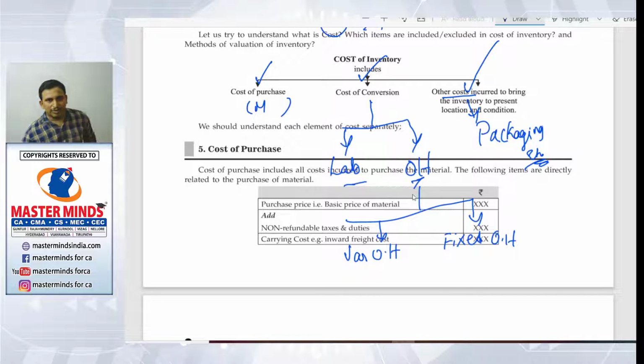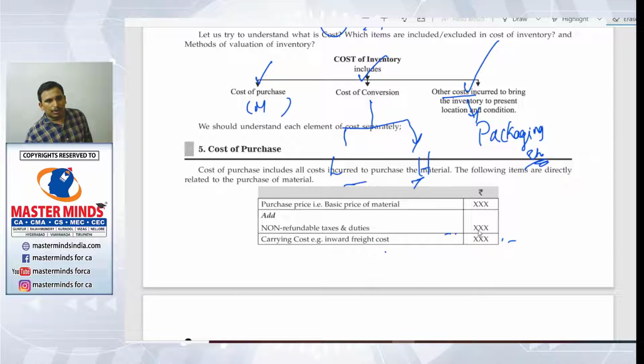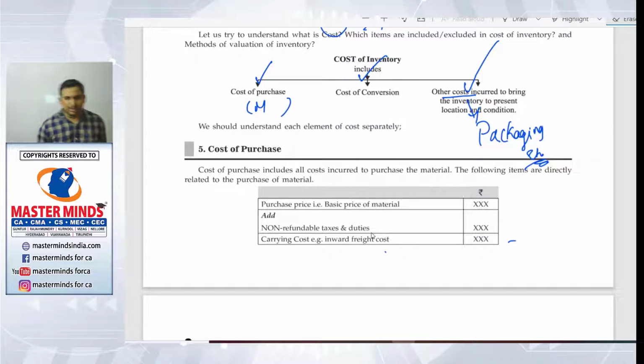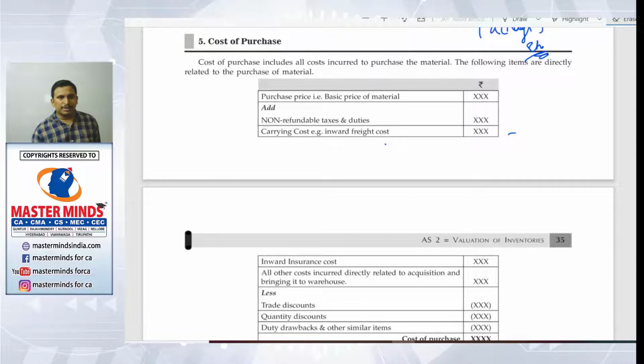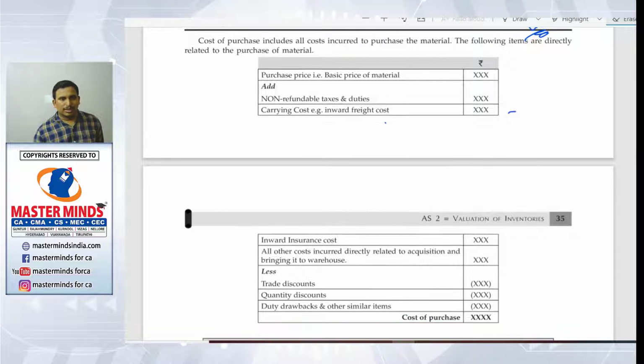Now let me start with them one by one. Let us analyze each clearly. First, let me start with cost of purchase, or material cost. It is very, very simple. Whenever I say cost of purchase, I would like to include these items. Just observe carefully. Here a table is there for calculation of cost of purchase. Whatever initial purchase price you have is always a part of cost of purchase. Now, any non-refundable duties and taxes.